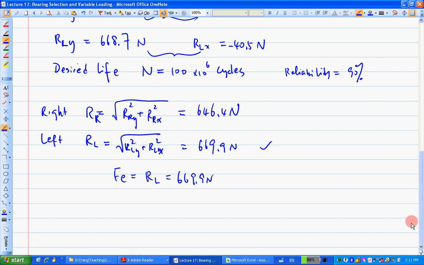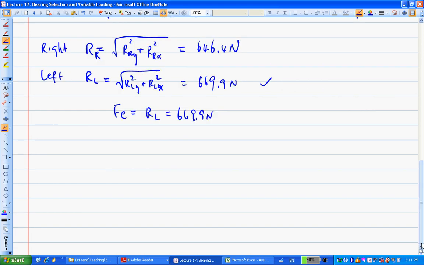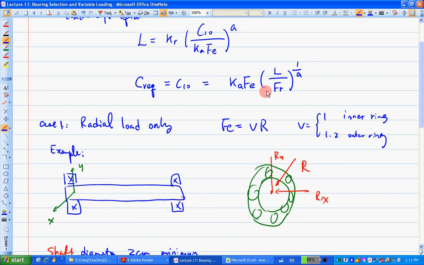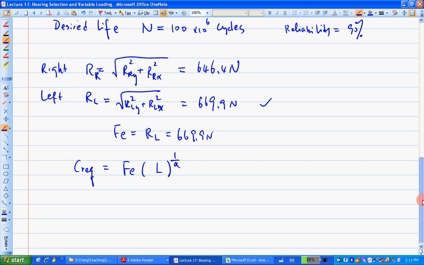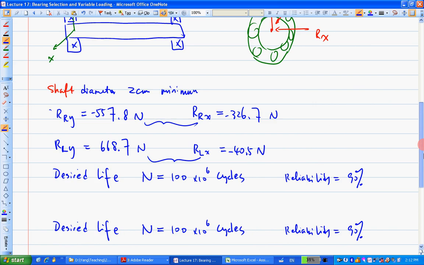And we want to select a bearing whose C required needs to be greater than the C required. So let's calculate the C required, which is the formula over here, right? And that's FE times L to the power of 1 over A. Double check. Yeah.